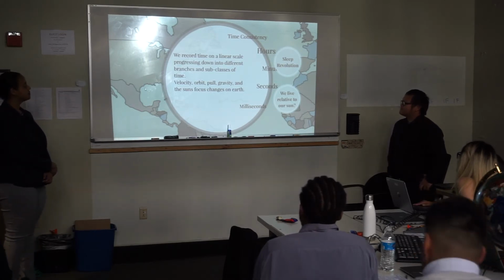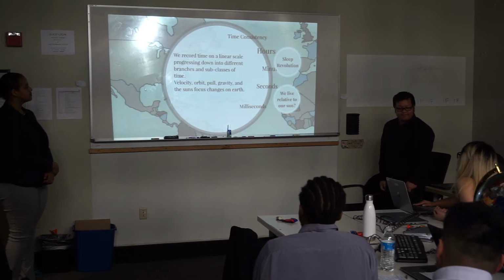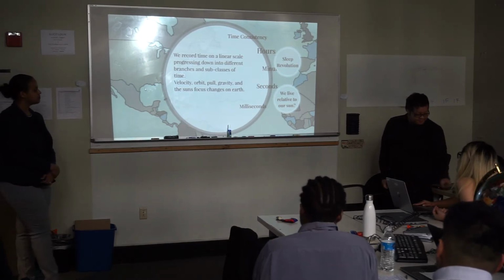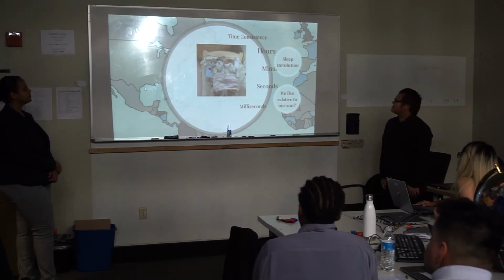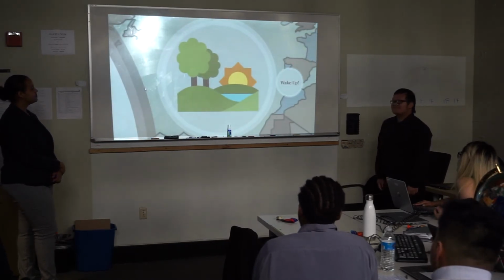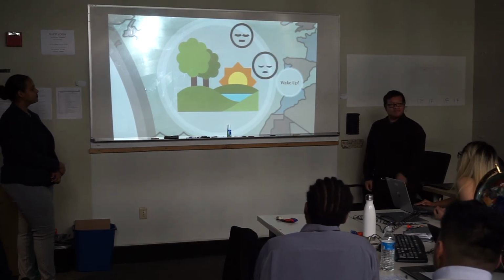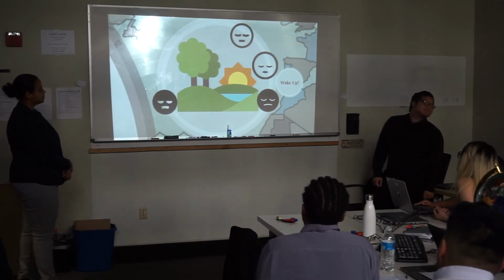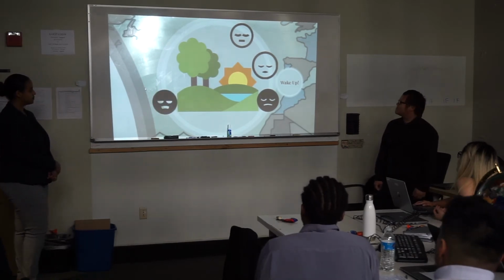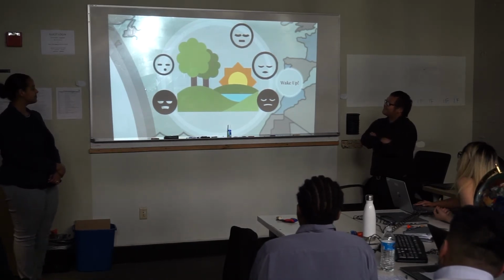As we move around the Sun, velocity, orbit, pull, gravity, and the Sun's focus change on Earth. Our body's internal clocks react to the Sun's positioning in the universe. We wake up when the Sun is brightest and go to sleep when the Sun is dimmest. We wake up when the Sun's focus is starting to intensify, and we go to sleep when the Sun's focus dissipates. We wake up when the Earth's positioning, our longitude and latitude, is coming into the scope of the Sun, and we go to sleep or relax when the Sun's focus leaves our longitude and latitude.